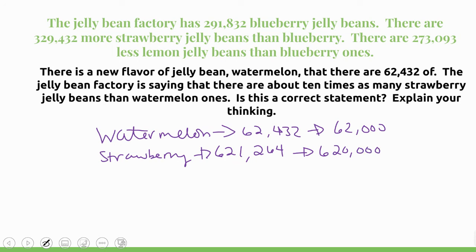Well, what I remember from part 1 of our mission is that when we multiply times 10, essentially, we're just adding another 0. We're going up one place value in everything. So this 6 in the 10,000s place would go to the 100,000s place, and that 2 in the thousands place would go to the 10,000s place. And that's exactly what's happened there from when you go from watermelon to strawberry.